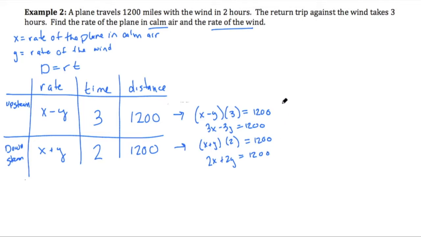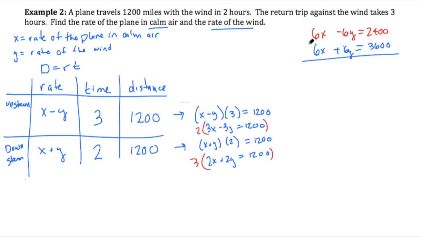To me, that system looks like it's really set up for elimination. I'm going to multiply this equation by 2 and this equation by 3. I'll rewrite those up here. So the first equation is going to be 6x minus 6y is equal to 2,400. And the second equation will be 6x plus 6y is equal to 3,600.